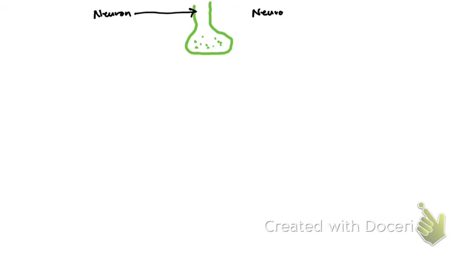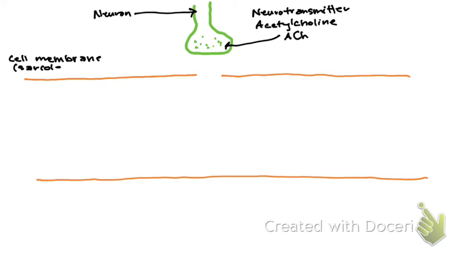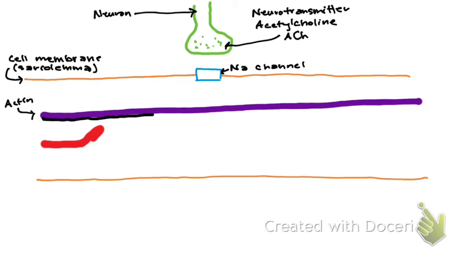Muscle contraction starts with a neuron which contains the neurotransmitter acetylcholine. This neuron hovers over the cell membrane, also known as the sarcolemma. The sarcolemma contains many sodium ion channels. Within the cell, we have the sarcomere, which is made up of the thin filament actin and the thick filament myosin. Notice that the binding sites on the actin are currently covered up.